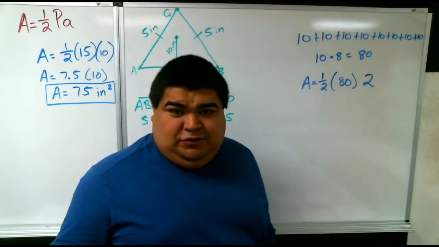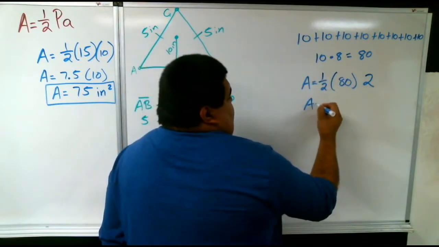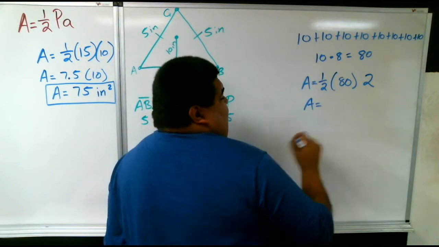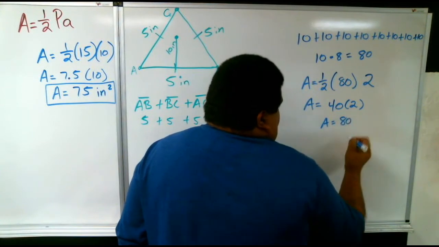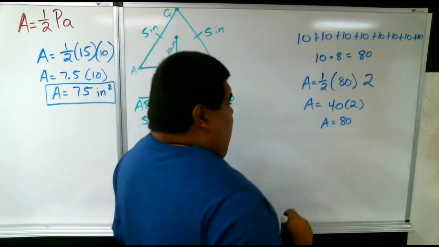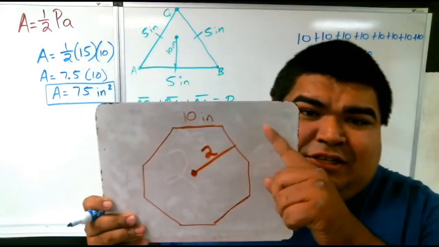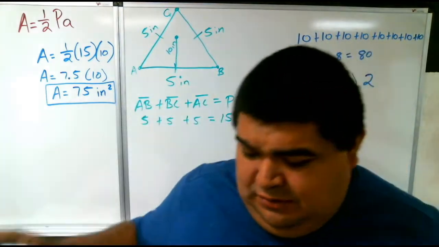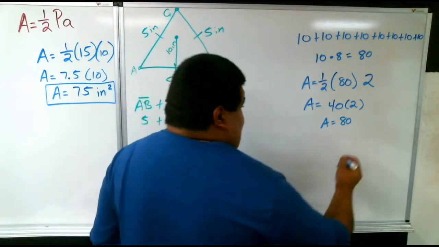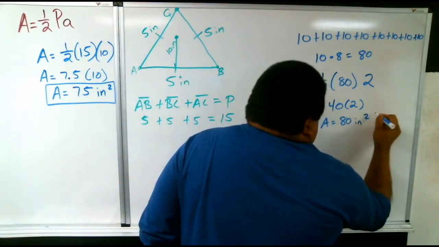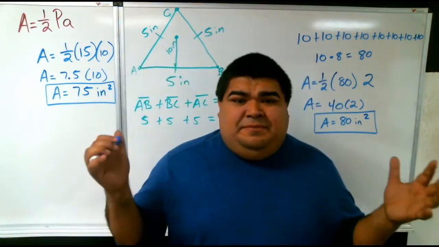Again, there's different ways to solve for it. I'm going to cut the half of the 80. So if A equals 1/2 times 80, that is 40 times 2, which means A equals 80. Notice we're dealing with inches. So our answer is the area of the octagon is 80 inches squared. And that's it.